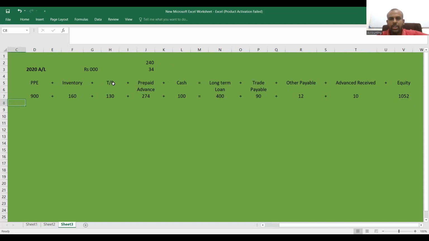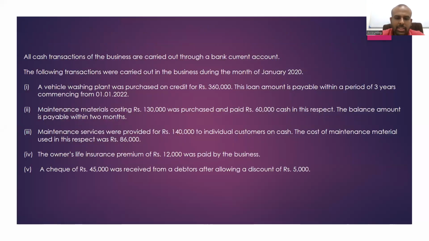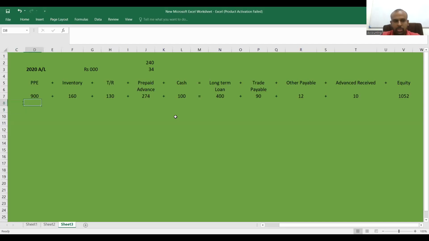After recording the opening balances, what we are supposed to do is record the during the period transactions. Shall we move into the during the period transactions? These are the transactions. What is the first one? They say a vehicle washing plant was purchased on credit basis at a value of 360,000, and it is payable in 3 years. Now, when you purchase a washing plant, you consider it as property, plant and equipment. The value of it is 360,000. So tell me, PPE increases.